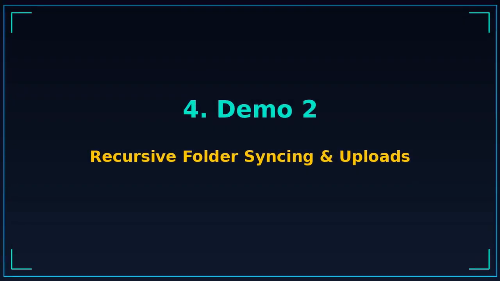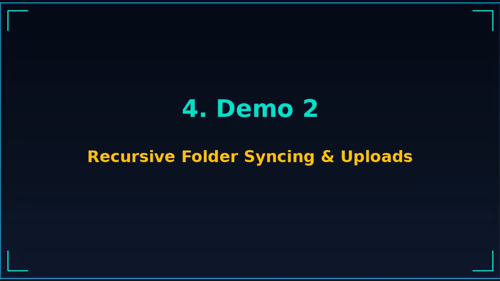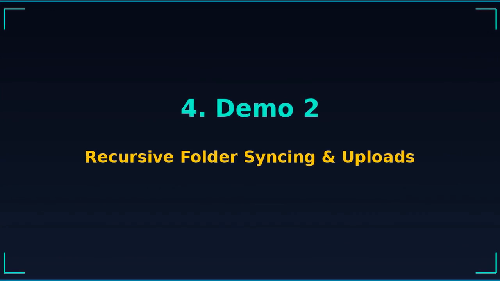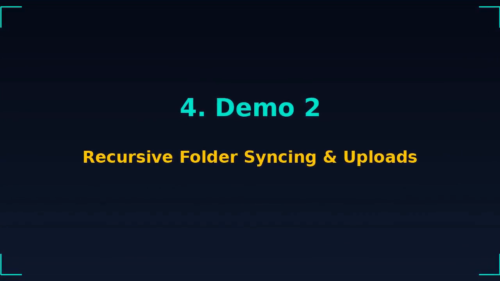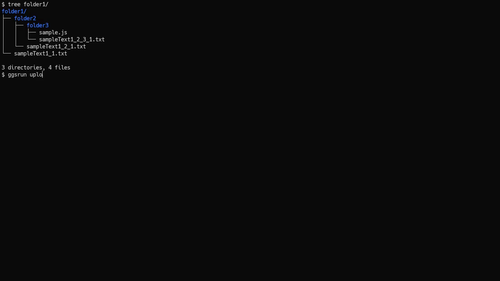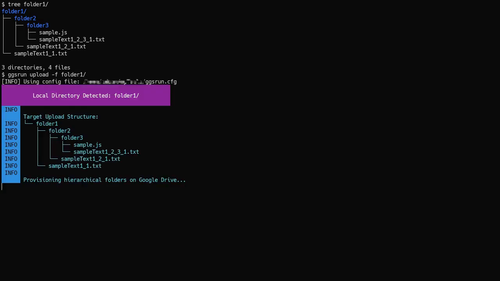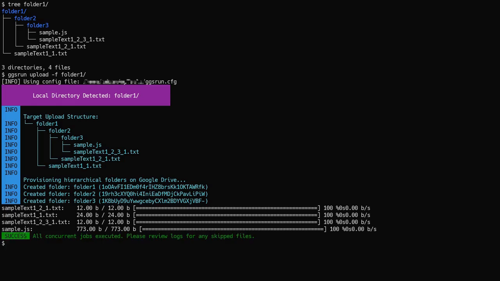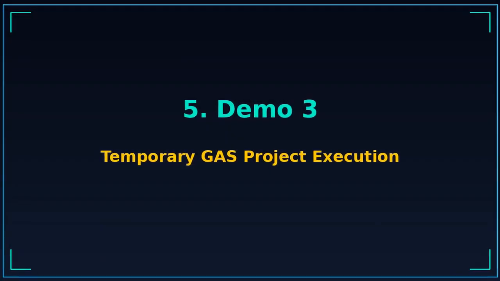Let's take it a step further. Up next, we'll dive into recursive folder syncing and uploads to show you how effortlessly you can manage complex, nested structures. Forget the pain of manually reconstructing folders on Google Drive. ggsrun recursively walks your local directories, previews the structure with a clean ASCII tree, and uploads everything in parallel using resumable upload wrappers. Let's see this in action.